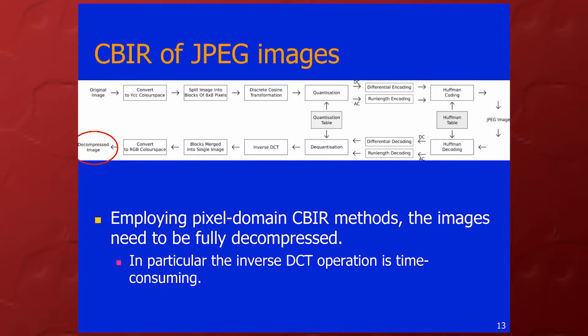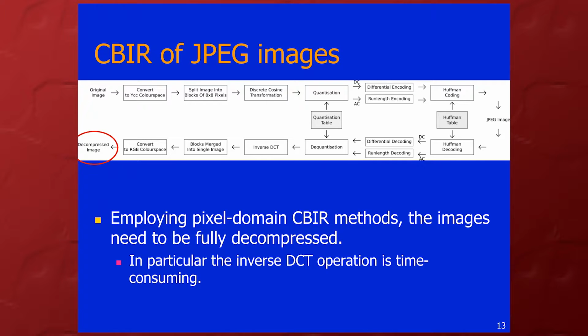Now, if I want to perform image retrieval on a JPEG image, if I want to extract features from a JPEG image, it means that I need to undo all these stages to get back to the pixel domain, to the uncompressed image. So I have to undo all this. In particular, there's the inverse discrete cosine transform, which is the crucial part in terms of computational complexity. So that's the part that takes the longest. So it's not that efficient to actually do that.